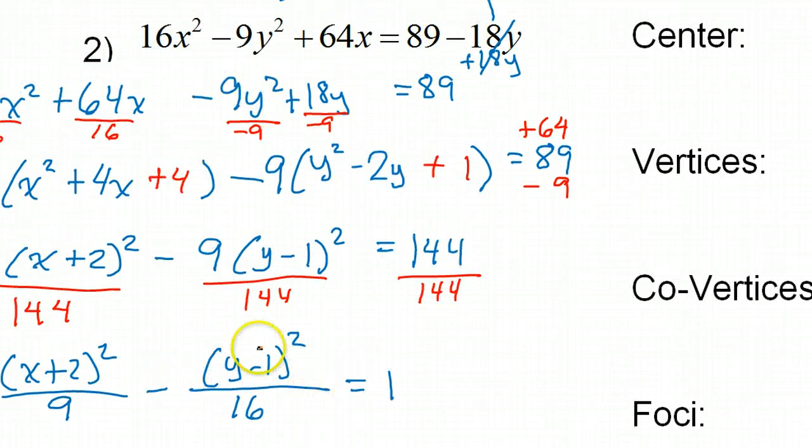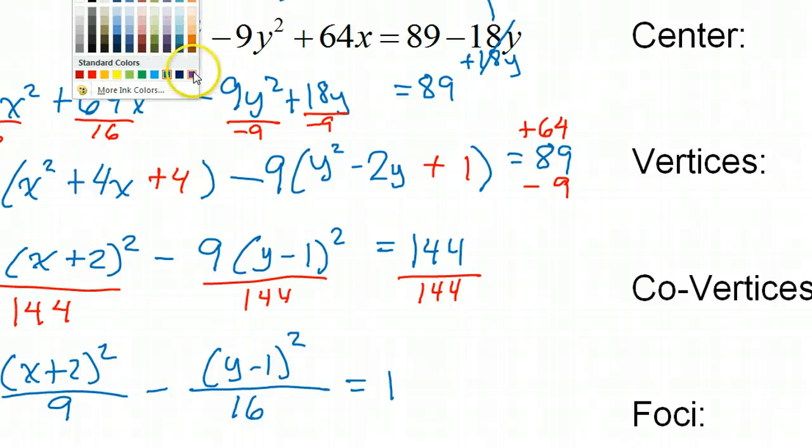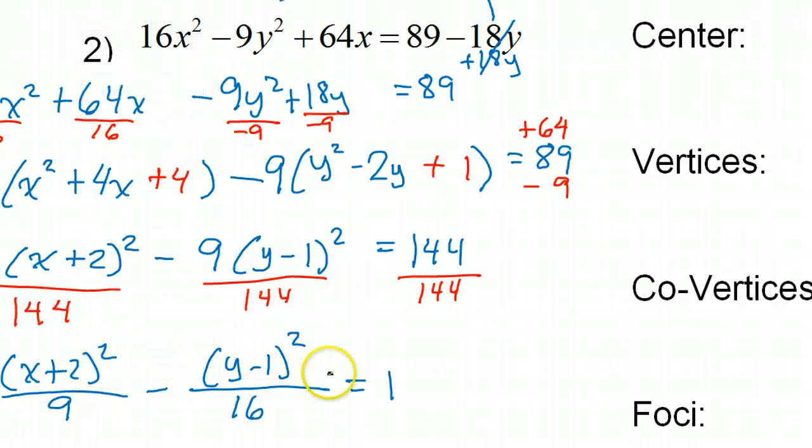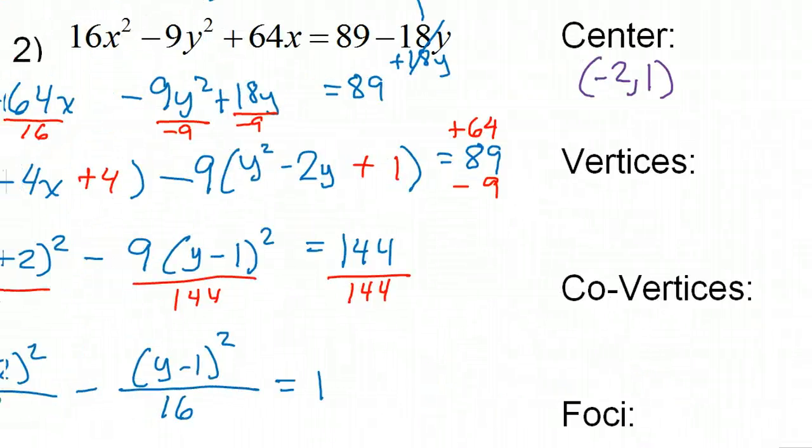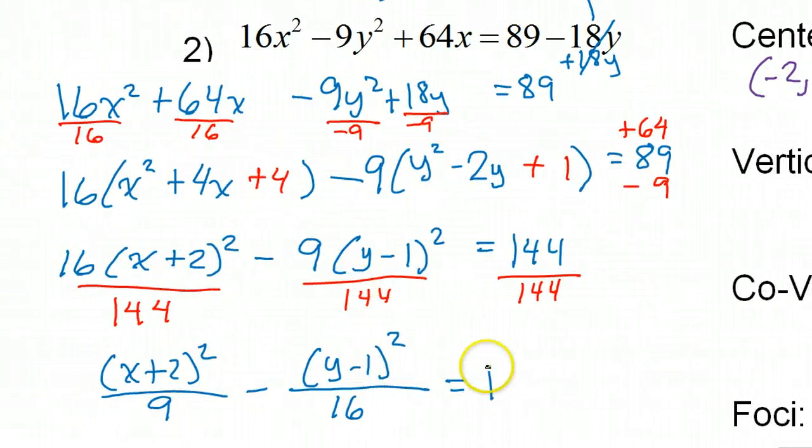Let's get the center going. The center will be the opposite of this and the opposite of that. So that's going to be negative 2 comma 1. And let's go ahead and graph that as well. So negative 2 comma 1. There's my center. Now it's time for my vertices.